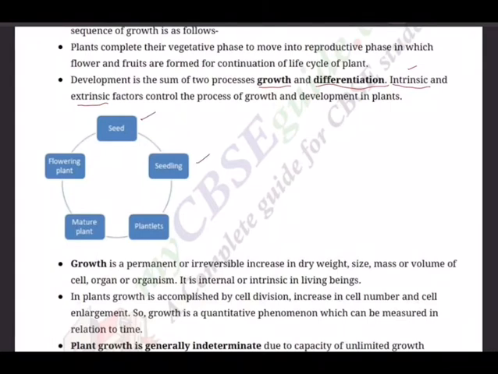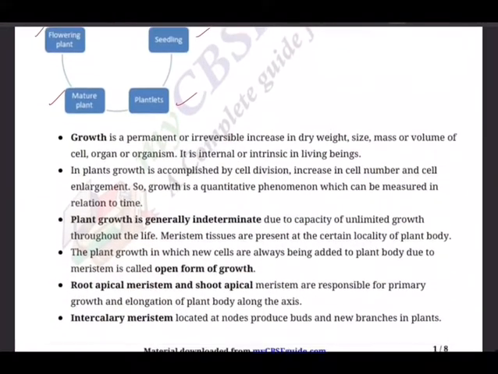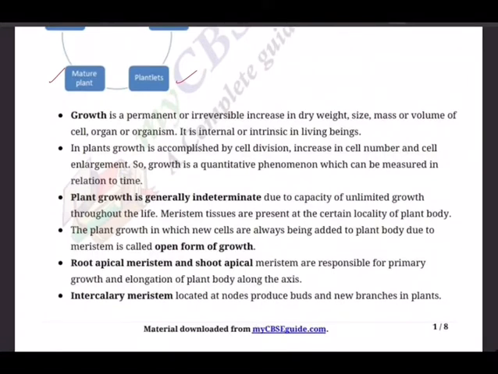So this is the life cycle. You have a seed and a seedling, and it grows to plantlets. Plantlets become mature plants, and mature plants become flowering plants, and flowers give rise to fruits, and fruits will bear the seeds, and seeds will have the embryo. So the life cycle goes on.